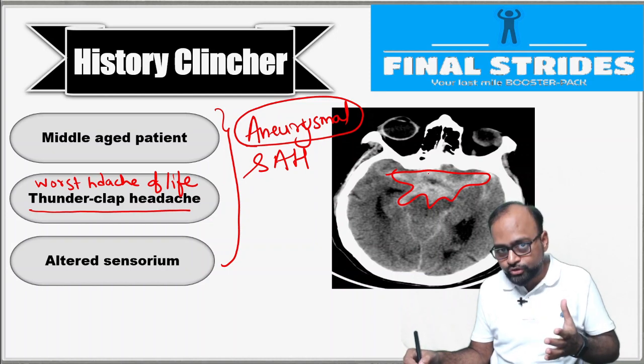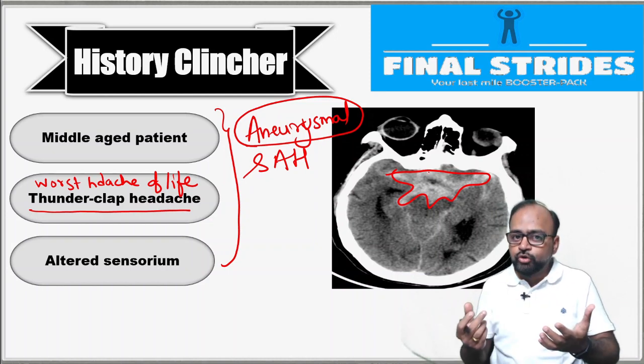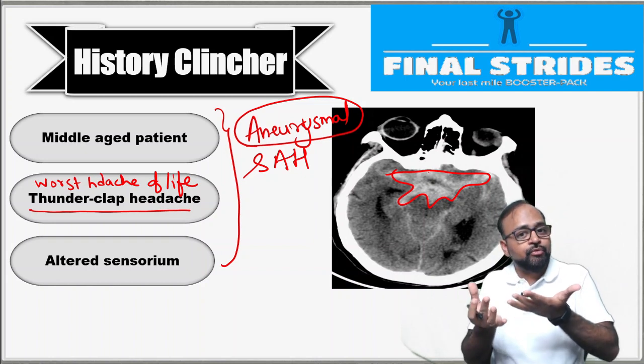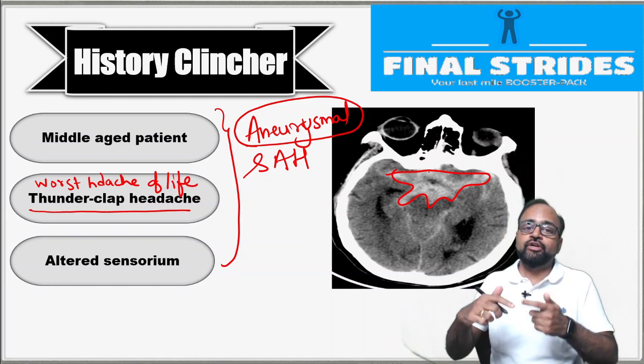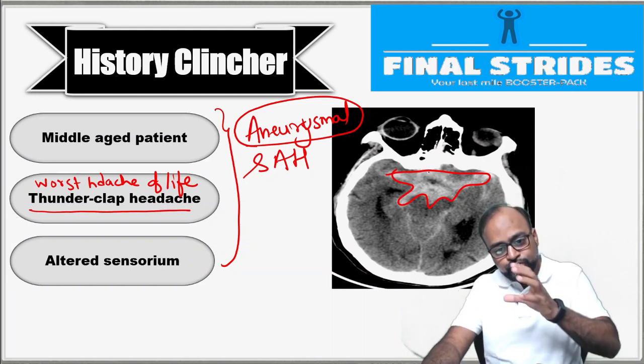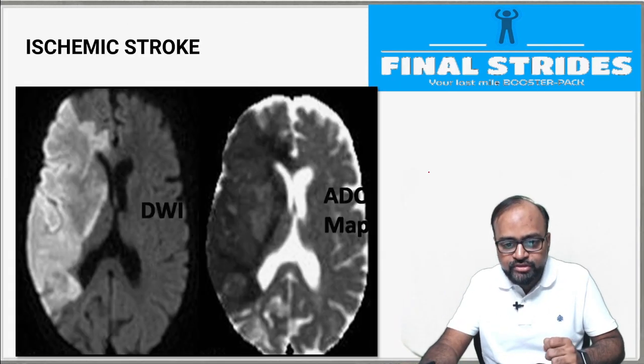Very poor prognosis. The Hunt-Hess scale is used clinically to assess this, right? Why very poor prognosis? Because this SAH is going to irritate the circle of Willis arteries. They are going to go into vasospasm, and that would lead to secondary ischemia of the brain parenchyma to which they are supplying blood. So this is the typical history clincher of aneurysmal SAH.